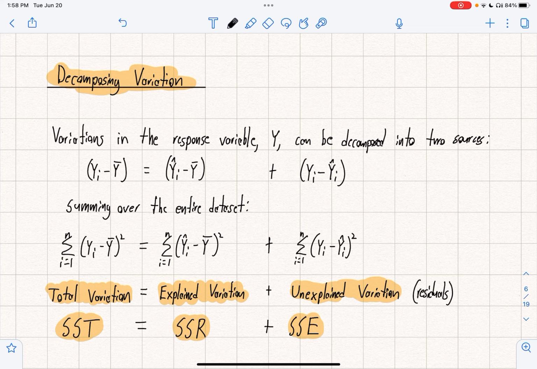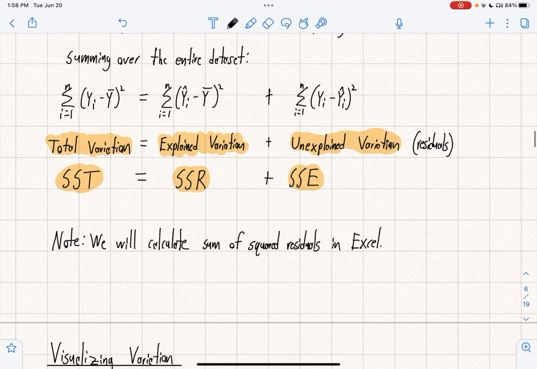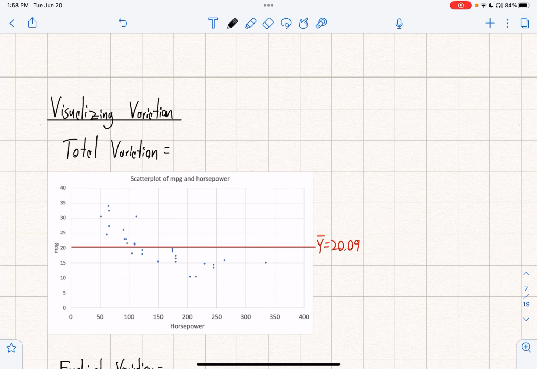So now I just want to visualize these things. Like I said, this is all going to be done in Excel, so don't worry about having to calculate these things by hand. Let's just visualize all of this. Total variation, again, is yi minus y bar. This is the same scatter plot we've looked at several times so far in this chapter. Recall the average miles per gallon was 20.09. So I drew this line where the average is, and our total variation is yi minus y bar.